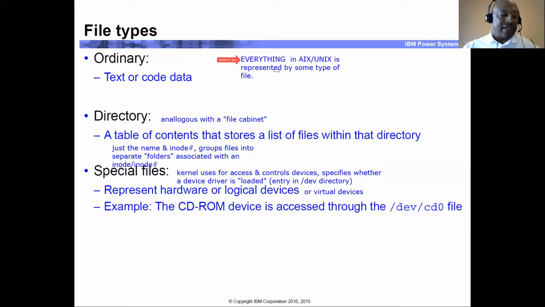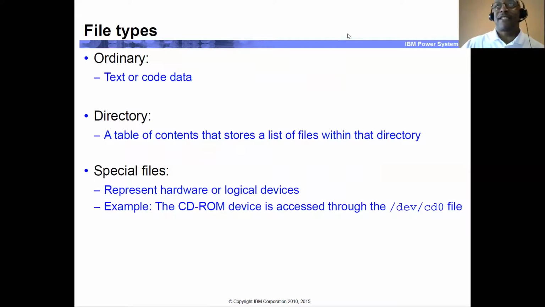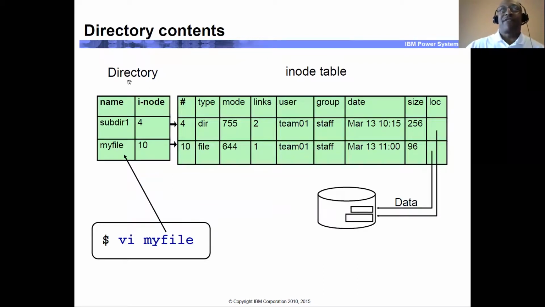Okay. All right. So now let's talk about inodes a little bit. Directory contents. Remember, a directory is a table of contents that stores a list of files within that particular directory. So we have the directory, and then we have what we call the inode table, if you will. This is figure 4-4, because I don't have page numbers. Directory inode. So the customer is opening the file, myfile, using the vi command. In this case, that opens the contents of a file.